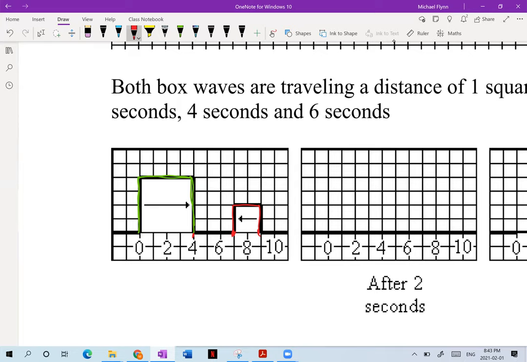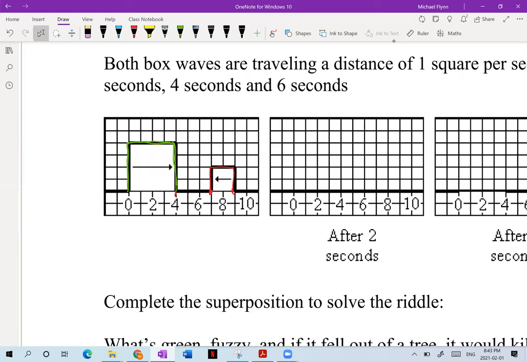Now, after 2 seconds, my green one will have moved. And now it's moved 2 units over. And so now my green box, it's a 4x4, is right here. So that's after 2 seconds. But my red one has also moved, and it's moving the opposite way. So instead of starting at 7, it's gonna start at 5. So that means my red box has moved, and now it's here. So now we've got some overlap, right?